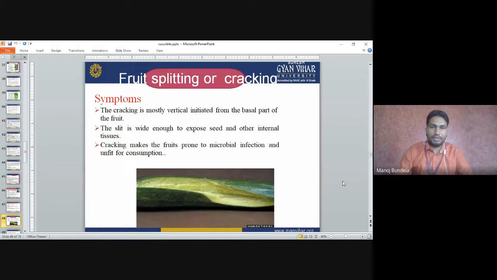Fruit splitting and cracking. Symptom: the cracking is mostly vertical, initiated from the basal portion of the fruits. The slit is wide enough to expose the seeds and other internal tissue. The cracking makes the fruits prone to microbial infection and unfit for consumption. If cracking occurs, there is an attack of microbial infection and it is not accepted by consumers.